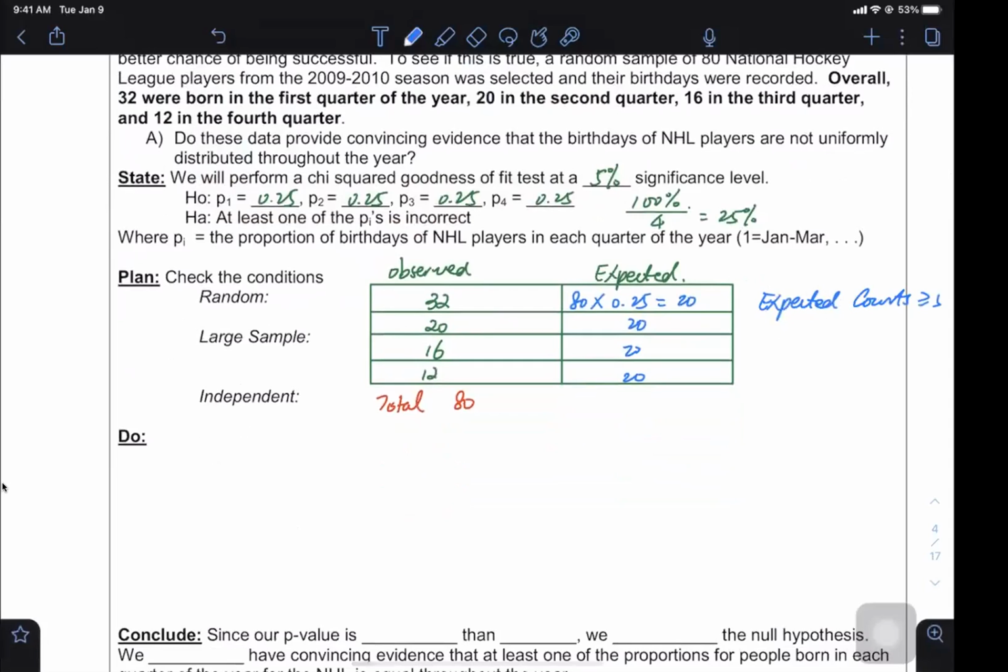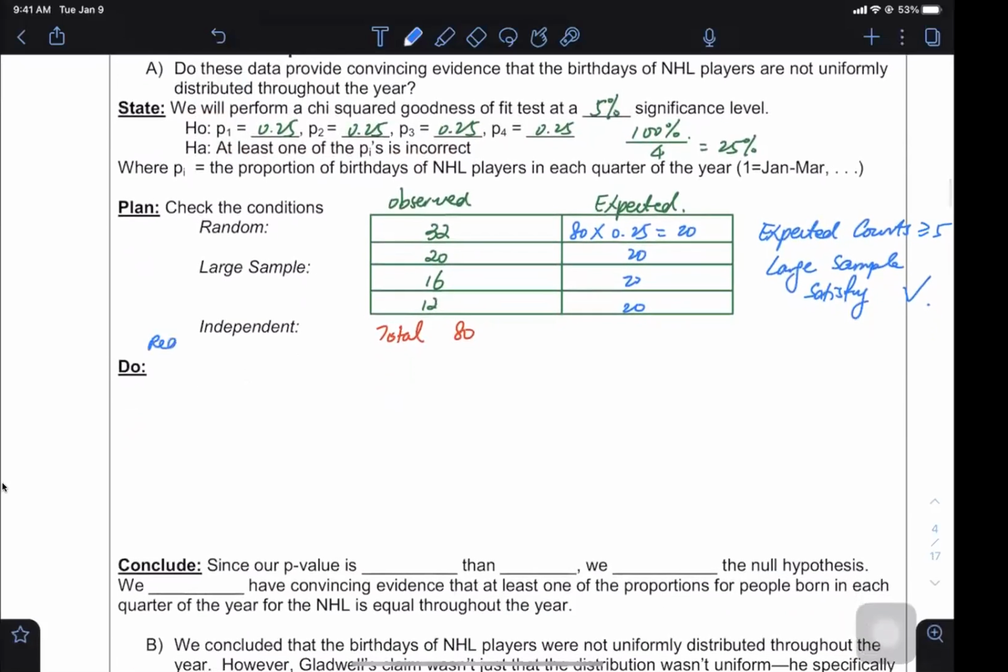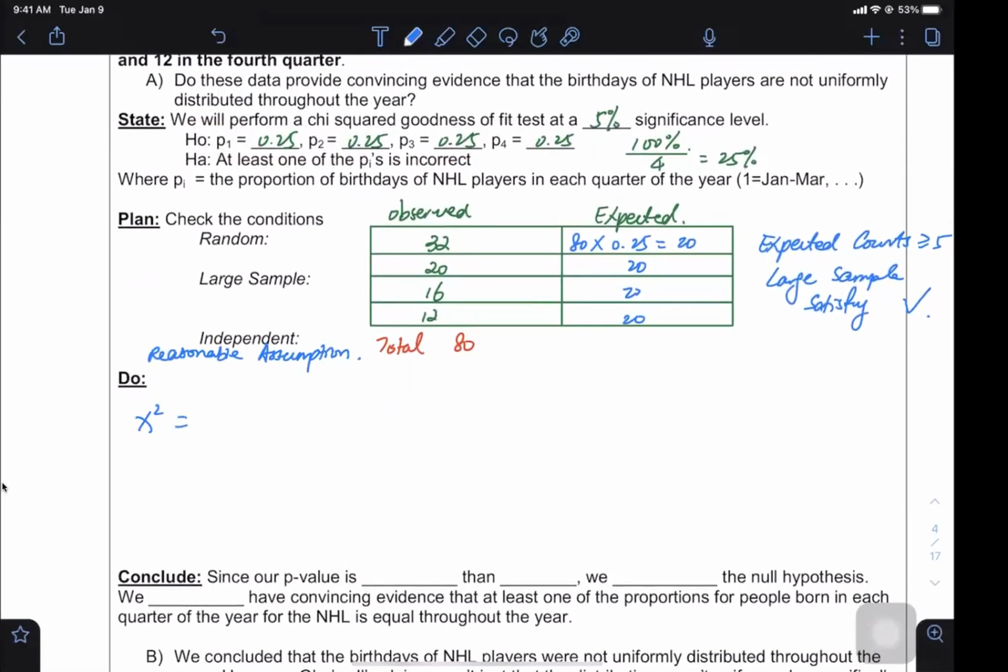So the large sample requirement is satisfied. And for independence, it's reasonable to assume that there are more than 800 league players from the 2009 to 2010 seasons. So just some reasonable assumption about the population. And then the test statistic is going to be chi-square equals observed minus expected, and then adding it all up.